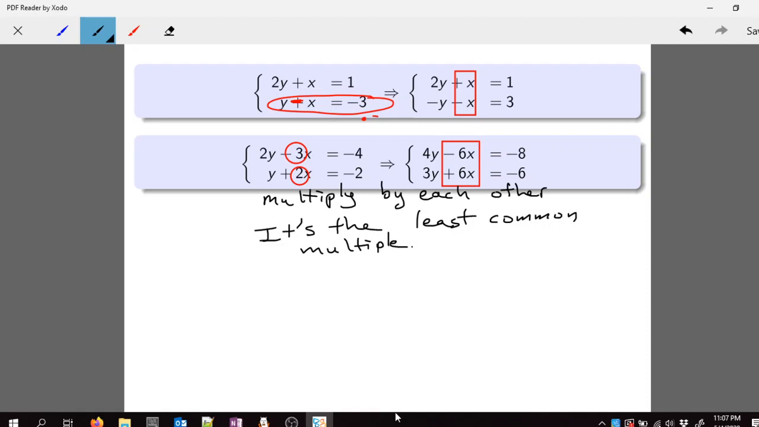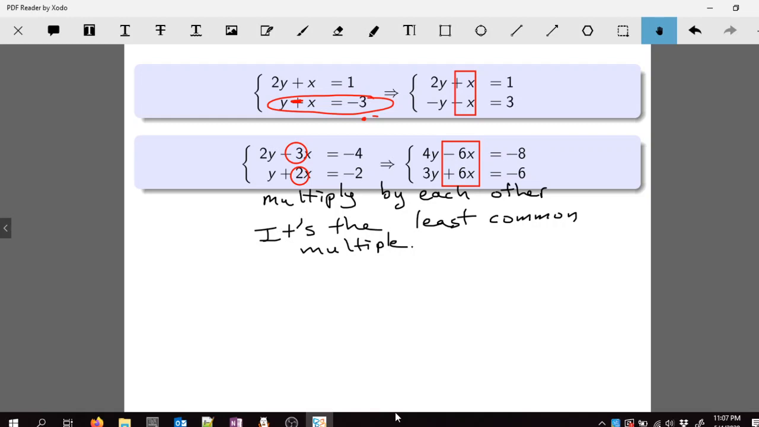What I want to do is find the least common multiple of these coefficients. It's similar to working with fractions.